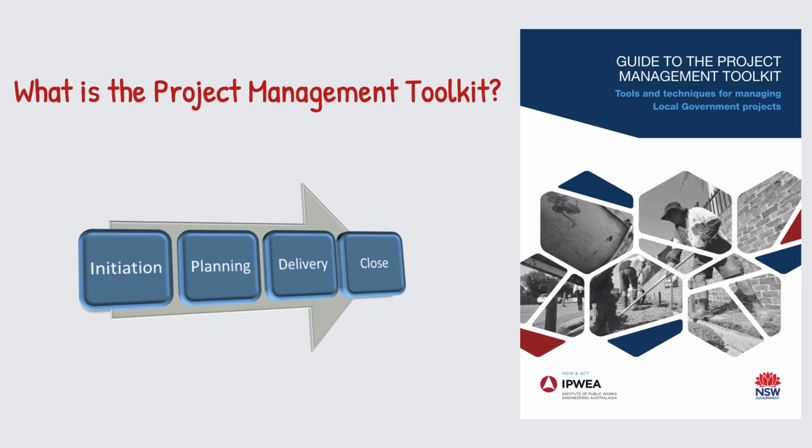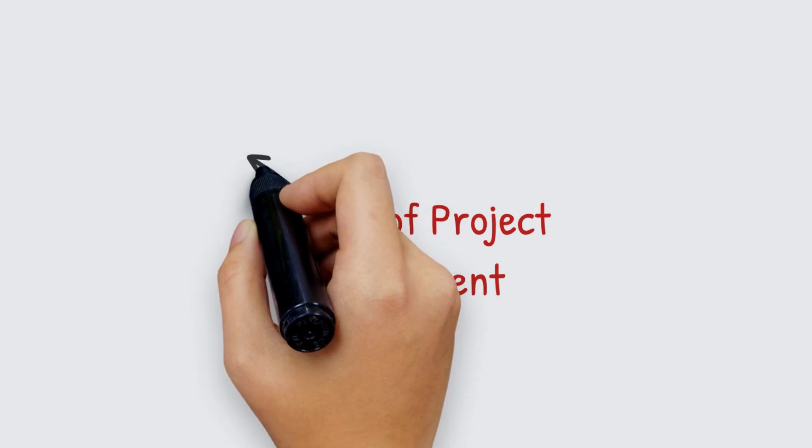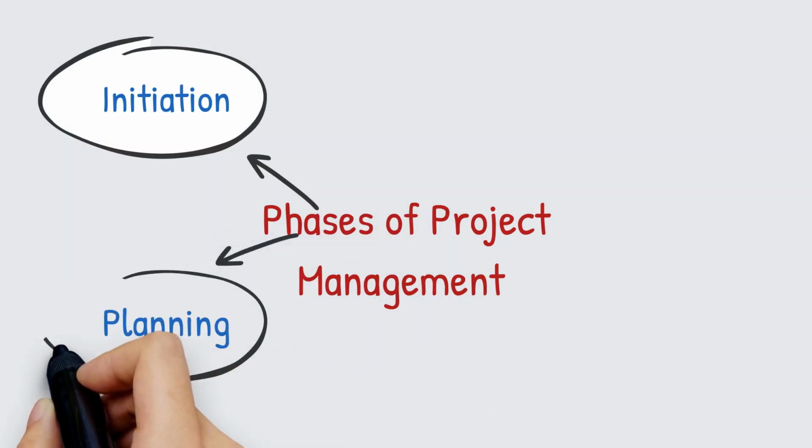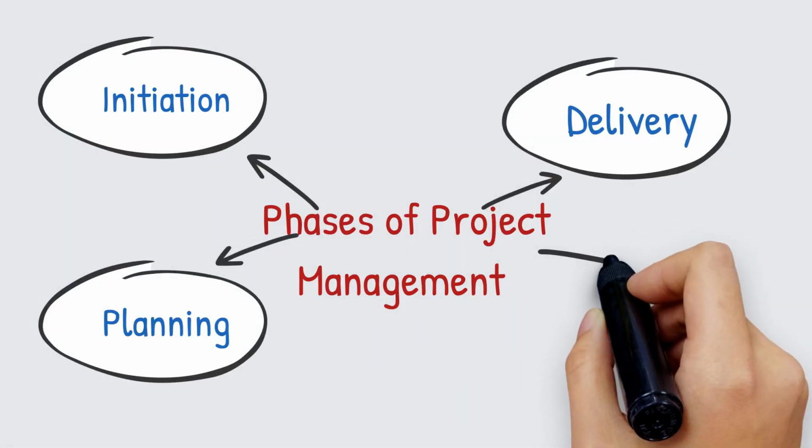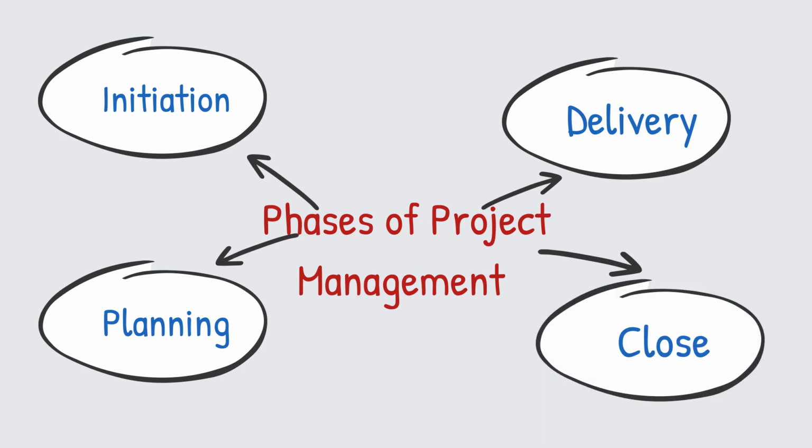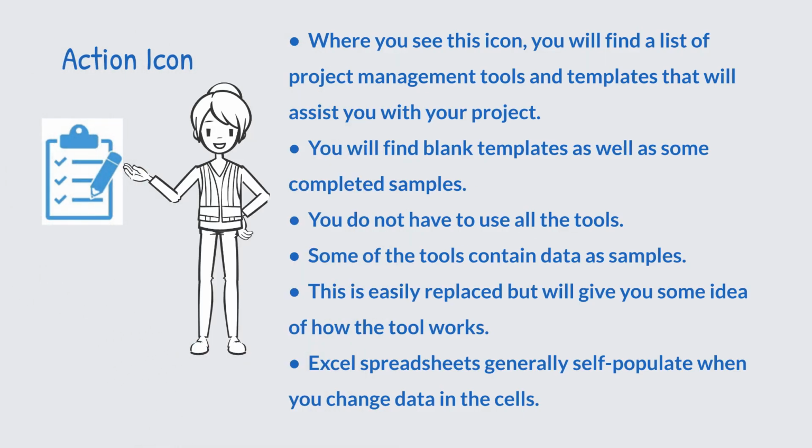The toolkit is divided into 4 phases based around 4 stages in the project management lifecycle: initiation, planning, delivery and monitoring, and project close. In the guide to the Project Management Toolkit, there is a brief explanation of why each phase is important, and at the end of the section is an action icon outlining what you should do at this stage of your project with a list of tools that will assist you.